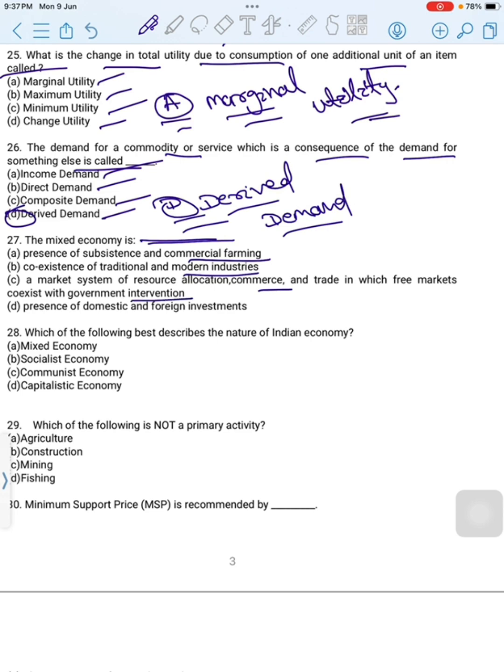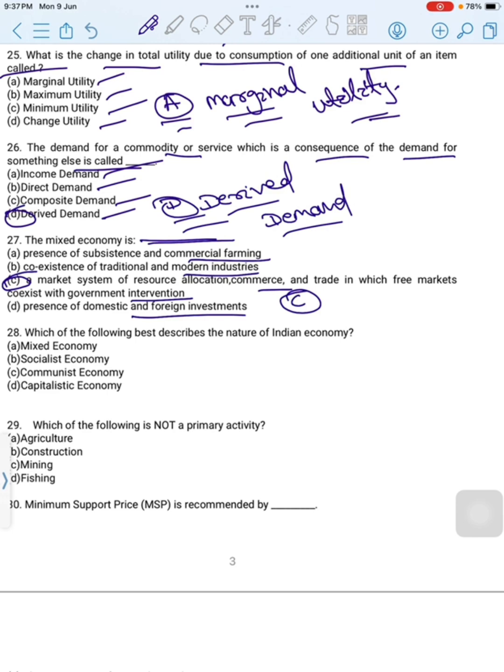Last option is presence of domestic and foreign investment. Then the correct option is option C, a market system of resource allocation, commerce and trade in which free markets coexist with government intervention. The mixed economy is a market system of resource allocation, commerce and trade in which free markets coexist with government intervention. Then move to the next question.